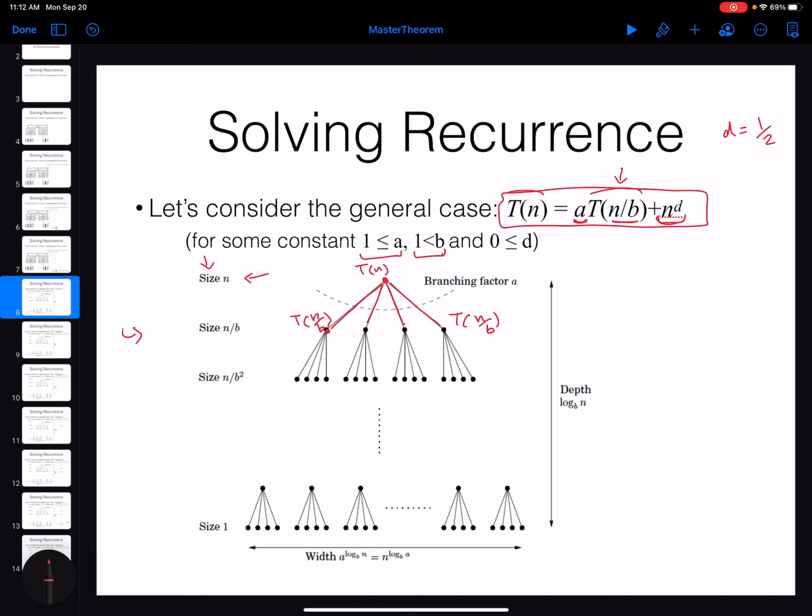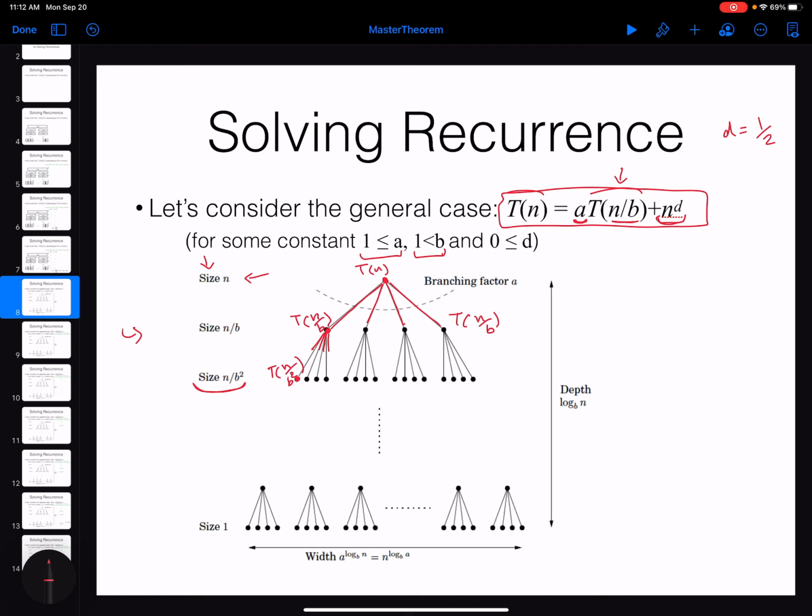In the next level, each of these nodes again corresponds to T of n divided by b power 2. So you can see that the size of the problem is going to be n divided by b power 2. And of course, each of the previous nodes is going to have a number of branches. So it is showing the full tree.